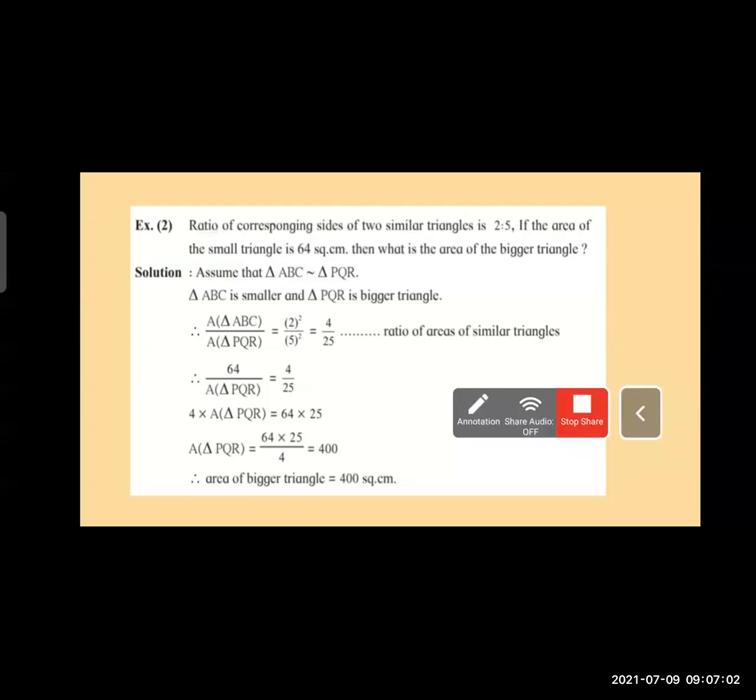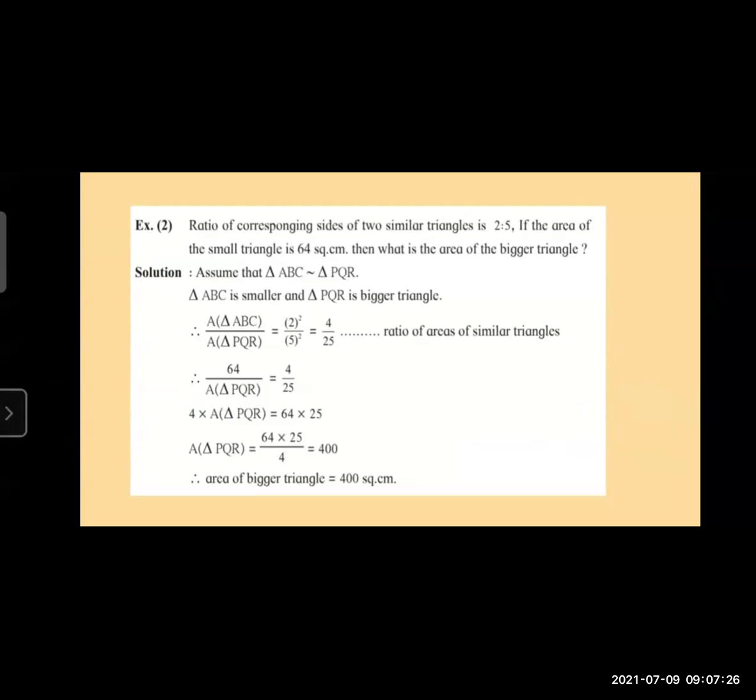The ratio of corresponding sides of two similar triangles is given. Means corresponding sides ratio is given. That is 2:5. If the area of the smaller triangle is 64 square centimeter, then what is the area of the bigger triangle? So here they indicate the smaller and bigger. First we consider two triangles.